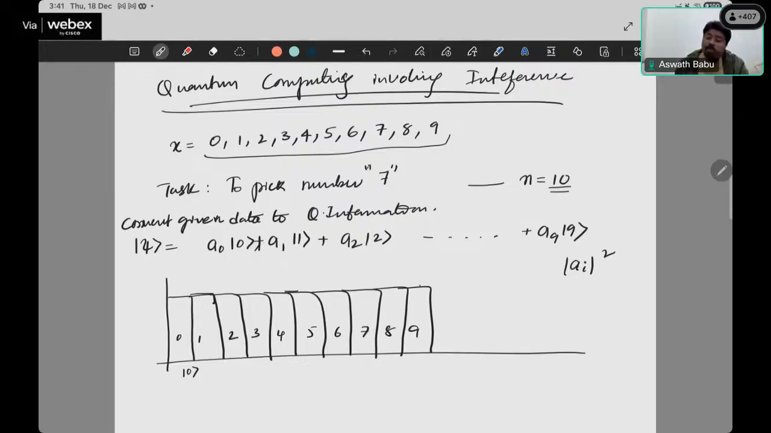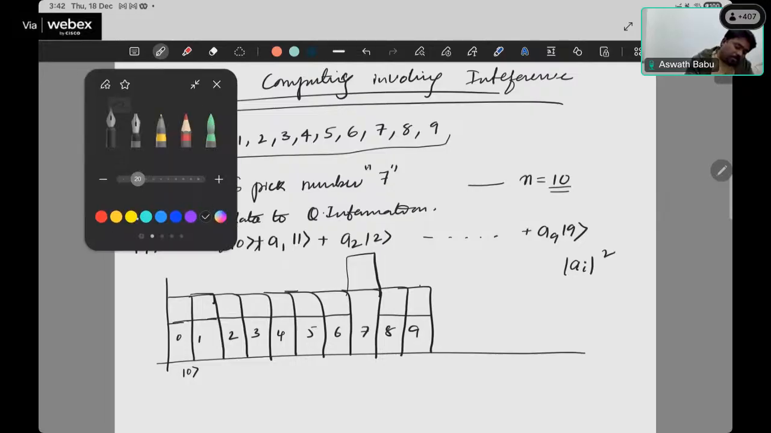The way I have arranged my data is such that all of them are equally probable. Obviously, when I have 10 cubes inside a basket, picking any one is of equal probability. Now I want to pick the cube with 7. What should I do? I should enhance the probability of 7 to a higher level and suppress the probabilities of the other ones to less than what it was initially.